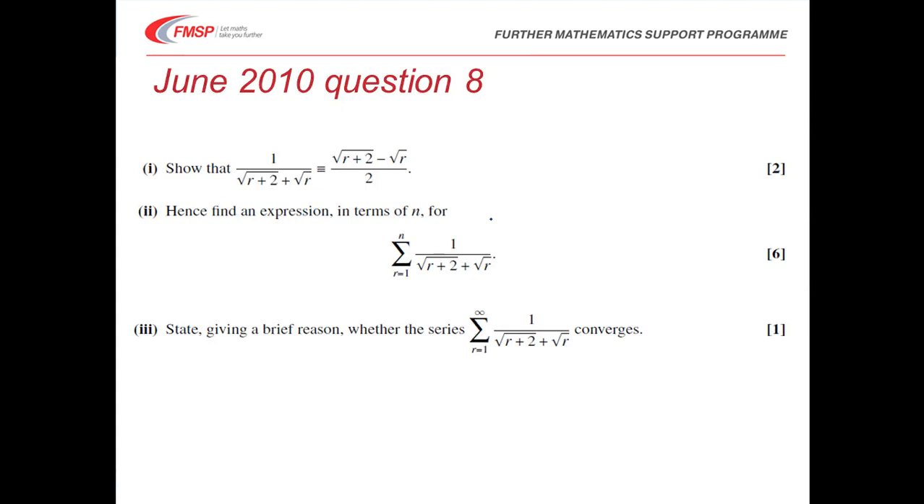So the question says, in part 1, show that the fraction 1 over root r plus 2 plus root r is the same as, equivalent to, the square root of r plus 2 minus the square root of r, over 2. And then in part 2 it says, hence, find an expression in terms of n for the sum of the series from 1 to n of 1 over the square root of r plus 2 plus the square root of r. So notice that this is the same as part 1.